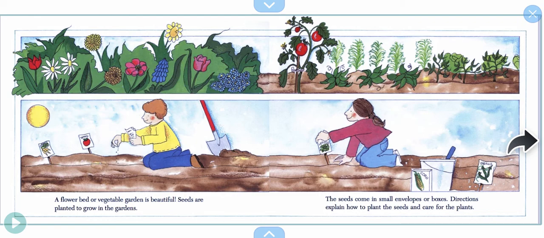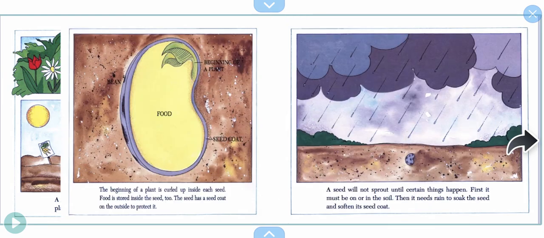A flower bed or vegetable garden is beautiful. Seeds are planted to grow the gardens. The seeds come in small envelopes or boxes. Directions explain how to plant the seeds and to care for the plants.